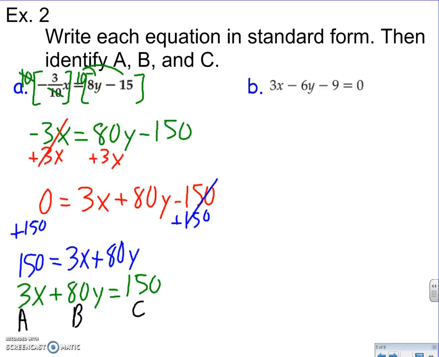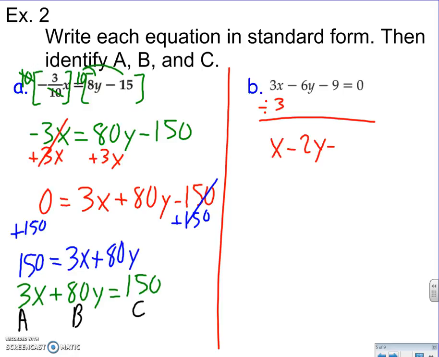Alright, B, same thing. There's a GCF. All of them can be divided by 3. So I'm going to divide the whole problem by 3, just everything. So that gives me x minus 2y minus 3 equals 0. X and y have to be on the same side, which they are. A has to be positive, which it is. It's positive 1. But c needs to be by itself. I need to move that negative 3. I'm going to add 3 to both sides to get x minus 2y equals positive 3. That's the answer. That's standard form.